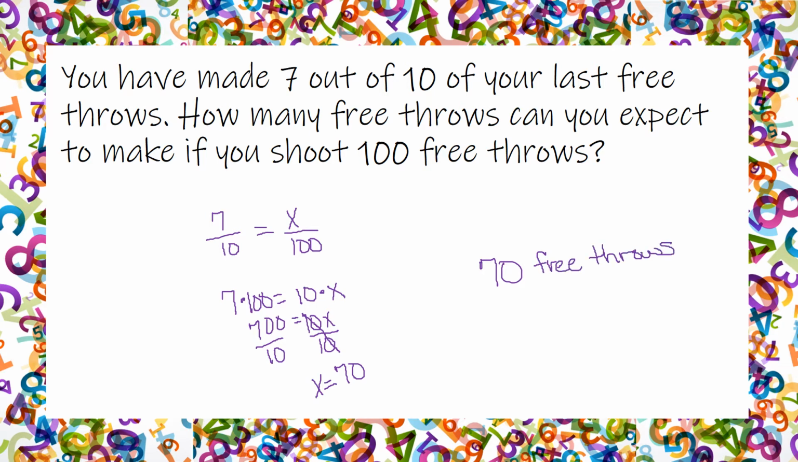You could also say, what times 10 gives me 100? Well, I know that 10 times 10 gives me 100. So if I multiply the bottom by 10, I want to keep this proportional, so I'll multiply the top by 10. 7 times 10 gives me 70. And so you still get that 70 free throws.